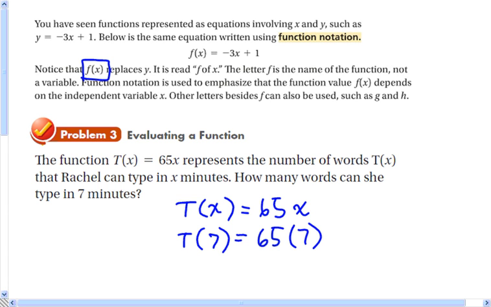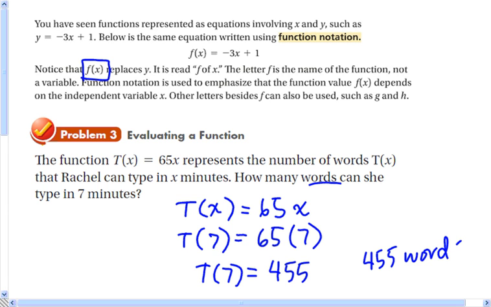And I'm going to go ahead and multiply that out. 65 times 7 is 420, and 35 is 455. So how many words can she type in 7 minutes? She can type 455 words. And that's what this notation designates, the number of words in 7 minutes.